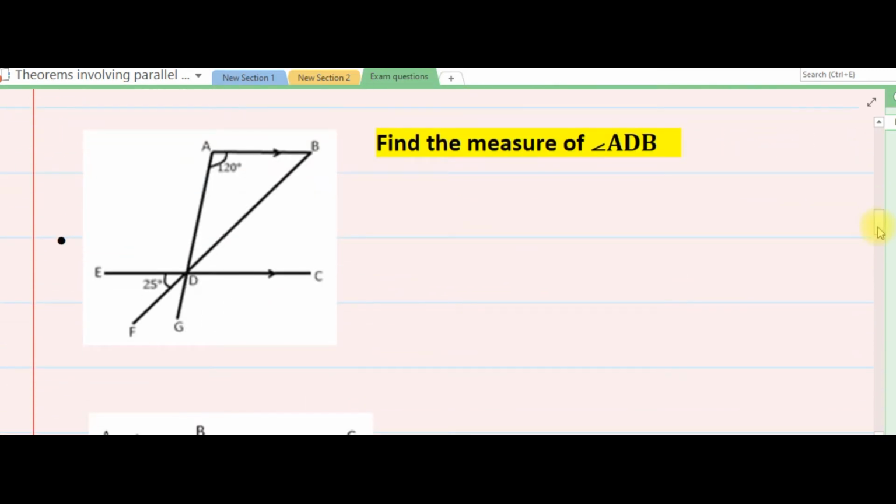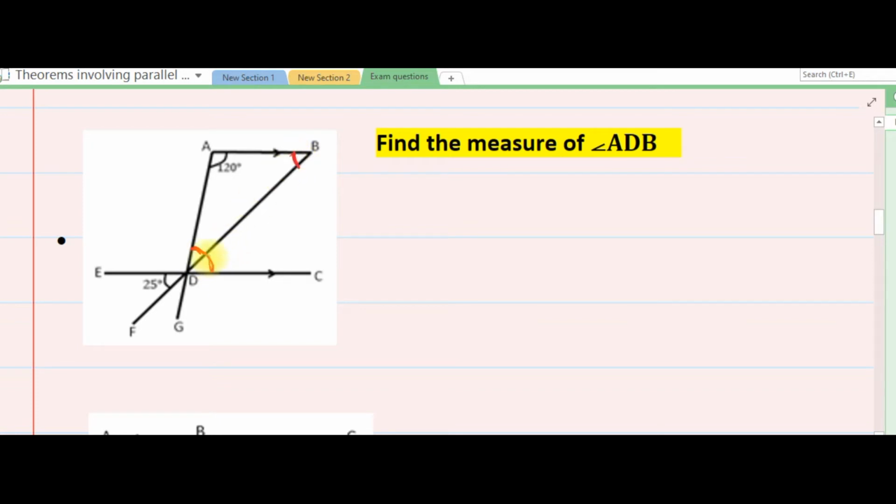We're asked to find angle ADB. Angle ADB, so we are looking for this. Now let's relate what we are given to what we are not given. This is a parallel line. These two lines are parallel. So once I know this, and I've known this, eventually we'll know this. So we need to get this first.